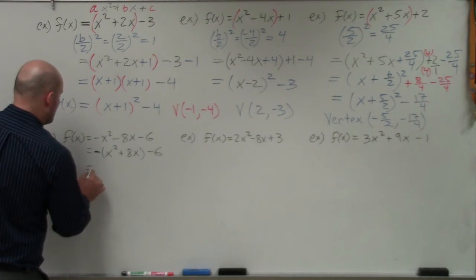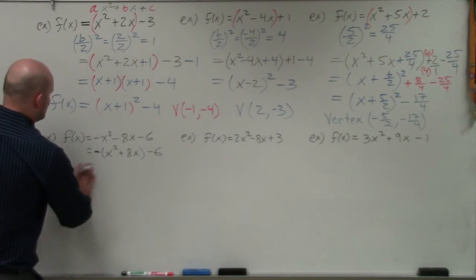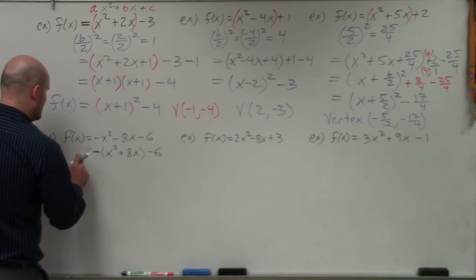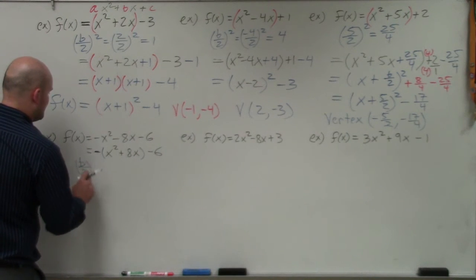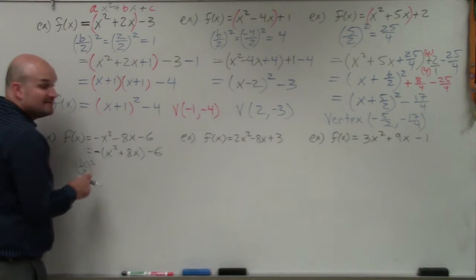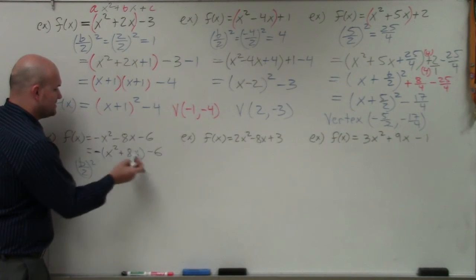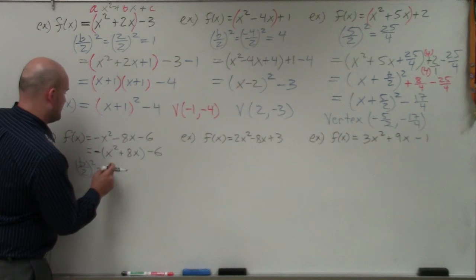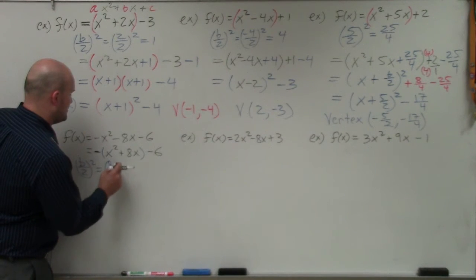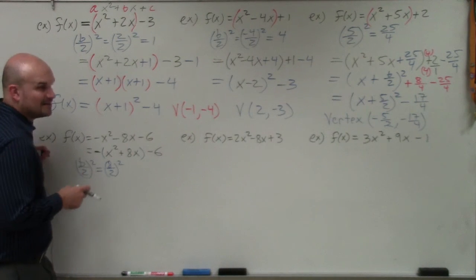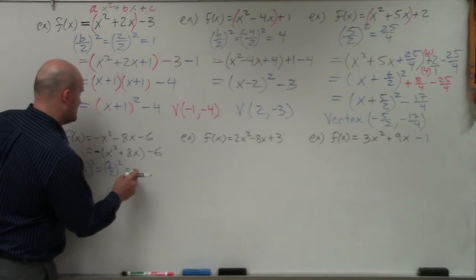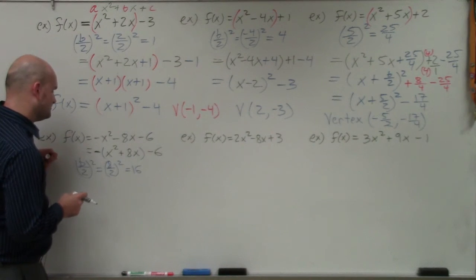So now I need to go ahead and do my b divided by 2 squared. Just make sure you do the b divided by 2 squared that's inside the parentheses after you factor out the negative. So therefore, that's going to be 8 divided by 2 squared. Well, 8 divided by 2 is 4. 4 squared is 16. Okay?